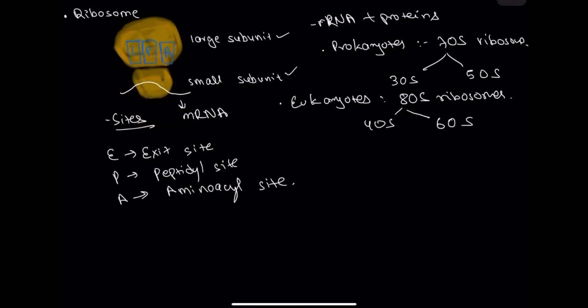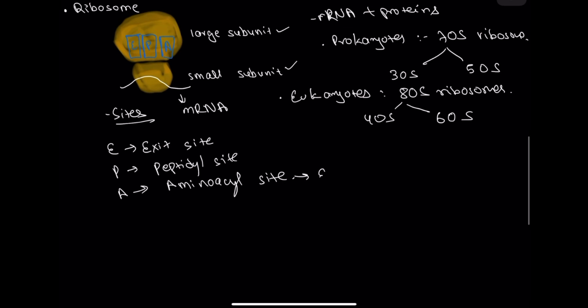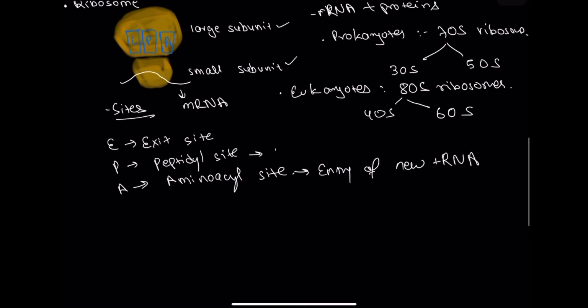This aminoacyl site is for the entry of new tRNA. The P site helps in growing the polypeptide chain. And the E site is the site through which tRNA will leave the ribosome.